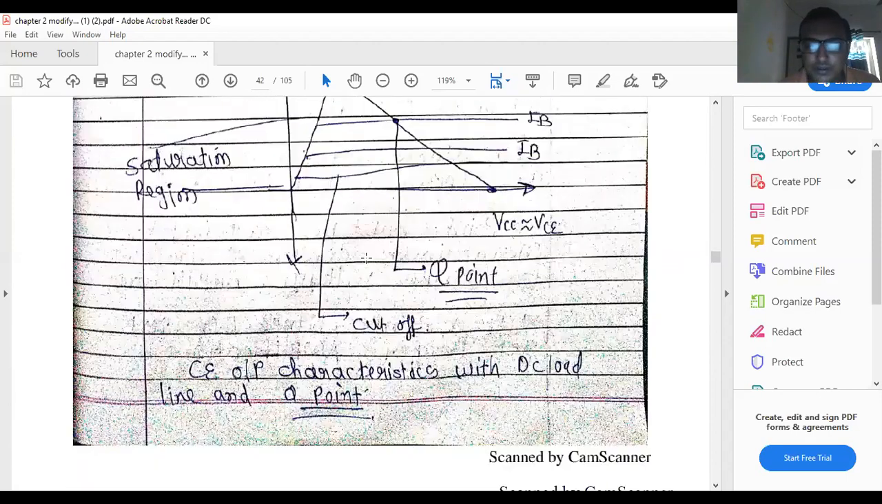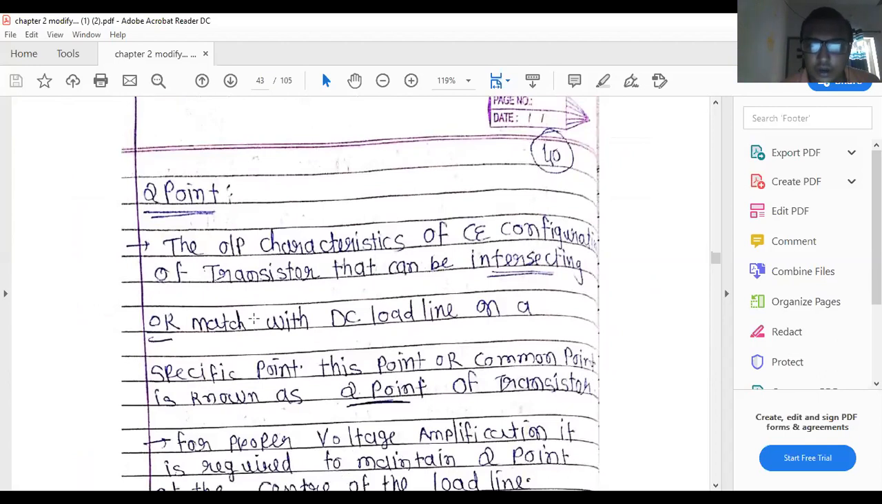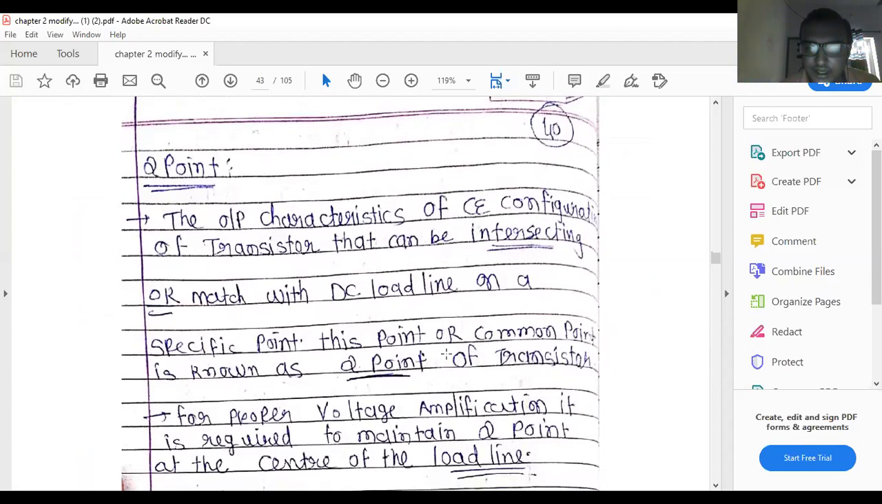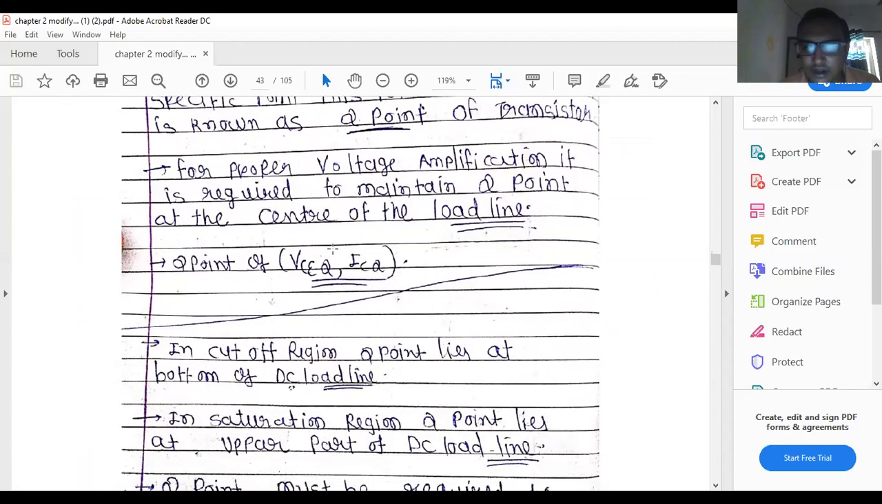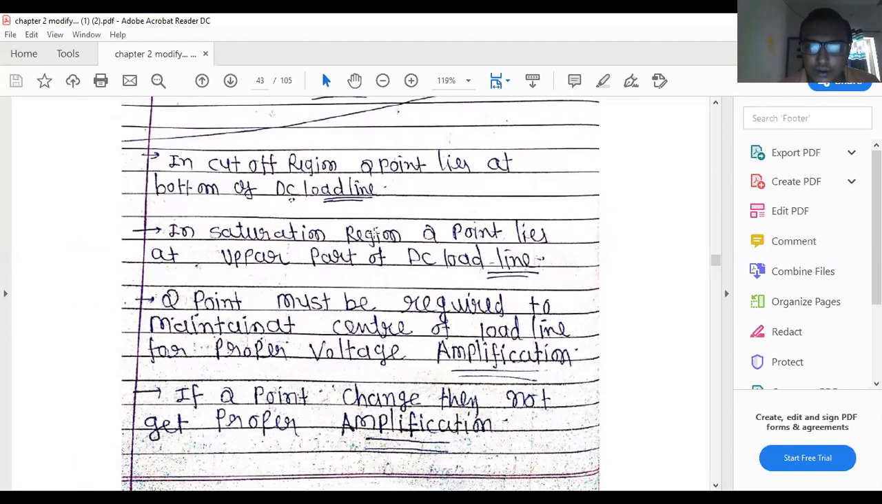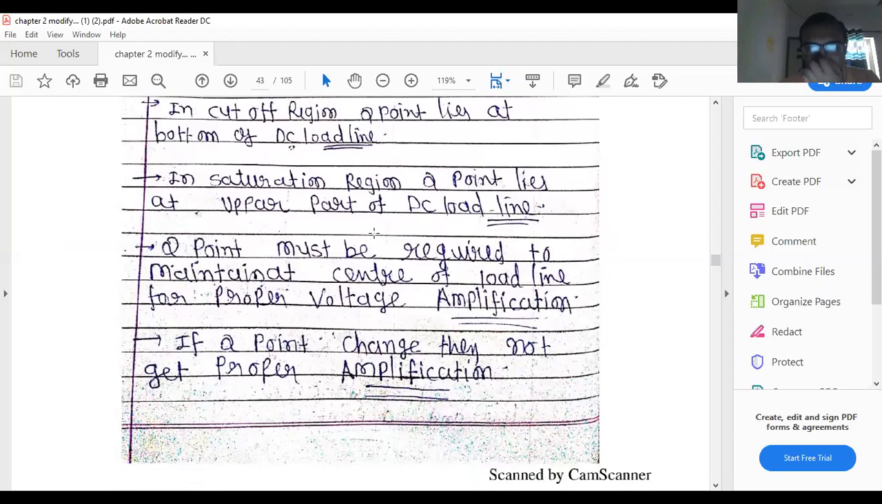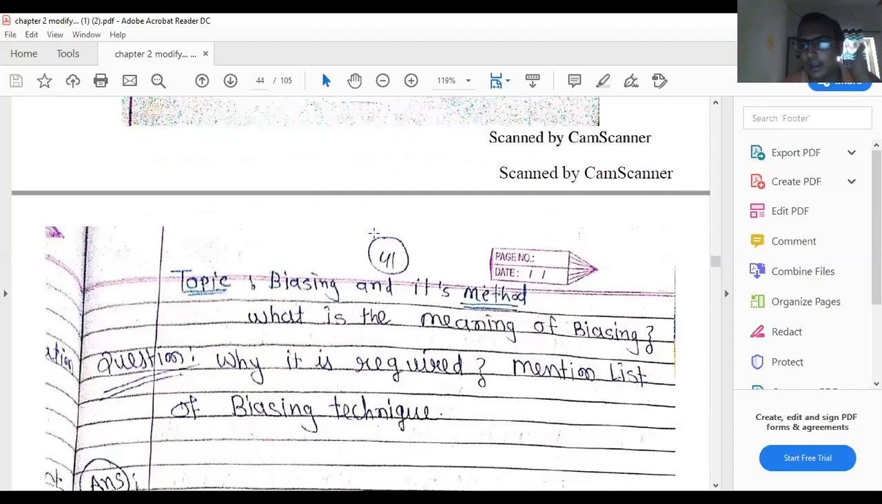Now, Q point means what? When the DC load line intersects with the output characteristics of the common emitter configuration of the transistor, it is known as the Q point. For proper voltage amplification, it is required to maintain the Q point at the center of the load line. For the cutoff region, the Q point lies at the bottom of the load line. For the saturation region, the Q point lies at the upper part of the load line. So this is the concept regarding the DC load line and Q point.